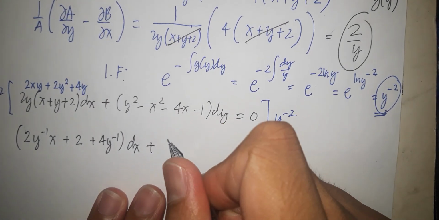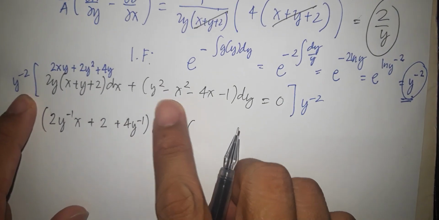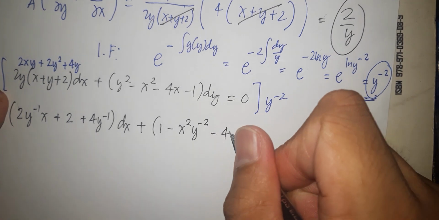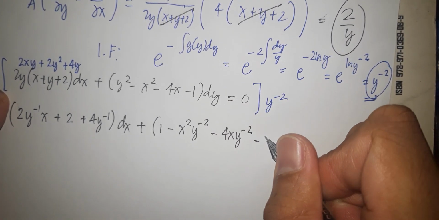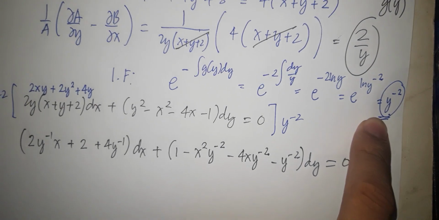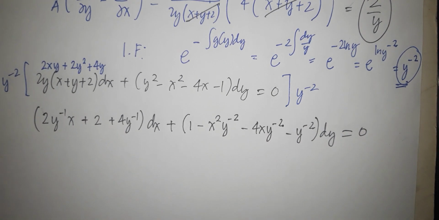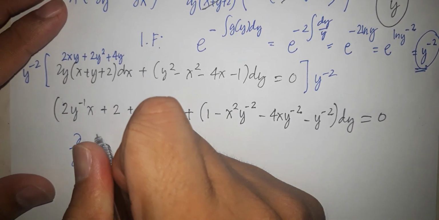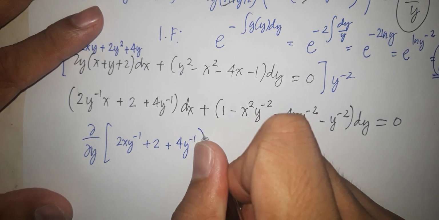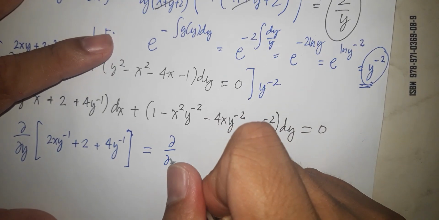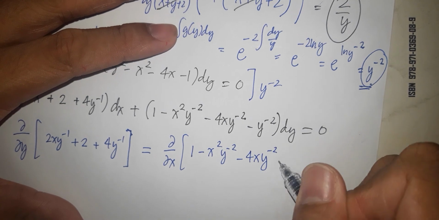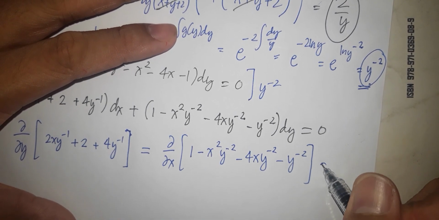dx. Plus quantity, y negative 2 tsaka y squared is positive 1 minus x squared y negative 2 minus 4x y negative 2 minus y negative 2 dy is equal to 0. Again, ano nga ang purpose? Pag binultiply natin ito, this will make our DE exact. Let us try to prove. So this is partial derivative with respect to y na. So this is 2xy negative 1 plus 2 plus 4y negative 1 must be equal to partial derivative with respect to x, 1 minus x squared y negative 2 minus 4xy negative 2 minus y negative 2. So, ano kaya ang magiging resulta?